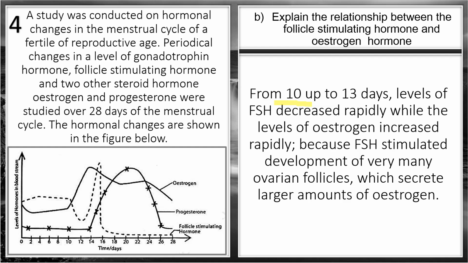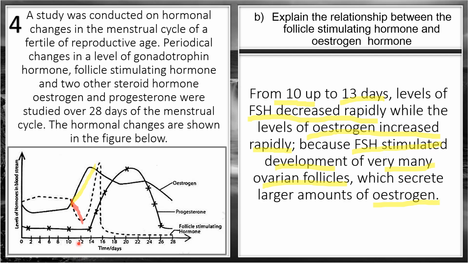So from the 10th up to the 13th day, you can see that the level of follicle-stimulating hormone decreased rapidly, while the level of estrogen increased rapidly. This is because the follicle-stimulating hormone stimulated the development of very many ovarian follicles, which secreted a large amount of estrogen.